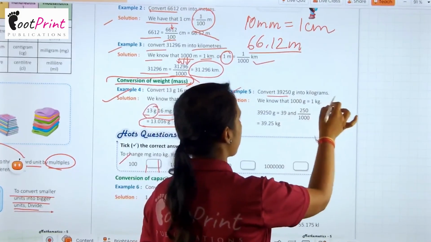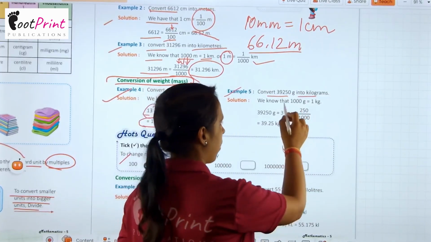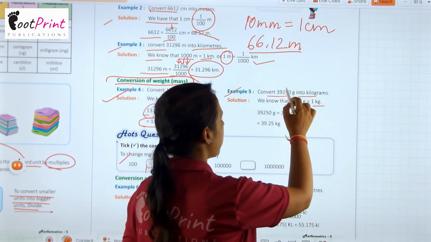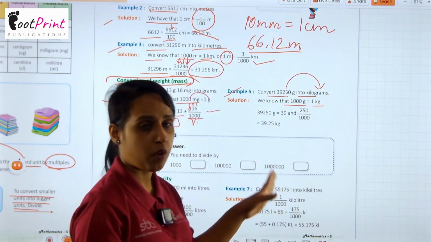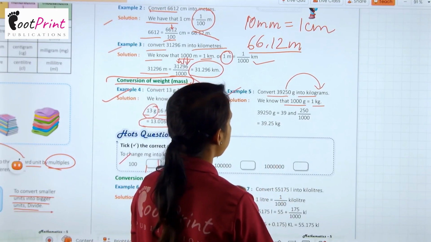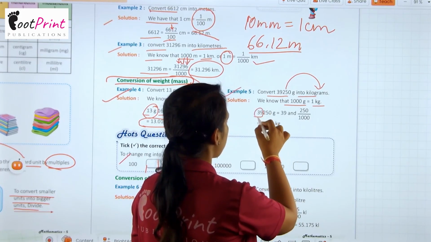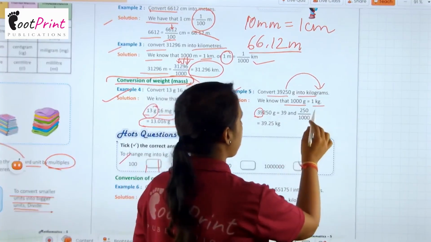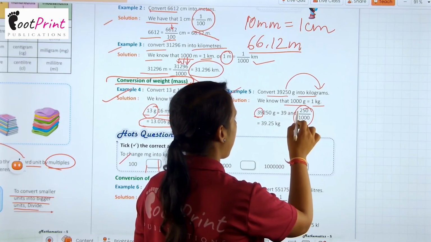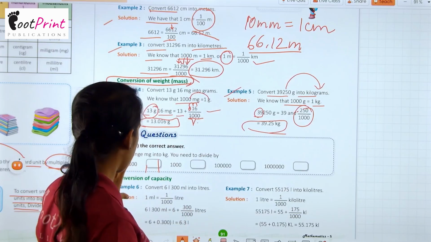In the same manner, here example number 5, convert 39,250 gram into kilogram. We know that 1 kilogram equals to 1000 gram. Okay. And now we have to convert gram into kilogram, means smaller unit to bigger unit. So what we do? We divide it by 1000. So here we have 39,250 gram, means 39,000 is our kilogram, and rest of the part 250 by 1000. So what we get? Here we have point. So we can say that 39.25 kg. Okay.